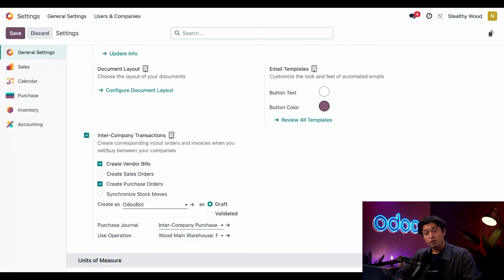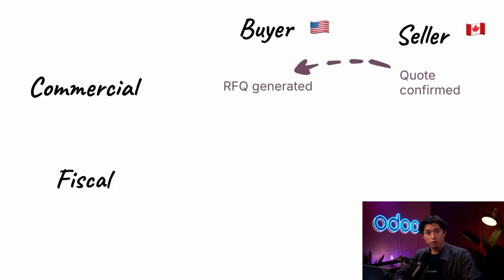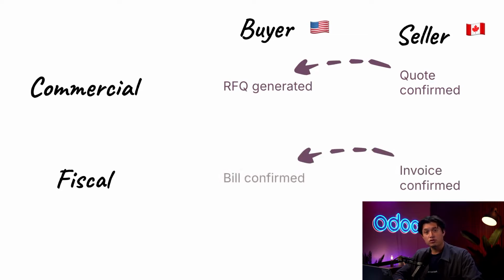For the configuration, make sure create vendor bills and create purchase orders are enabled. Selecting create purchase orders generates an RFQ in Stealthywood when Stealthy Pine confirms a quote. And then selecting create vendor bills generates a bill in Stealthywood if Stealthy Pine confirms an invoice.